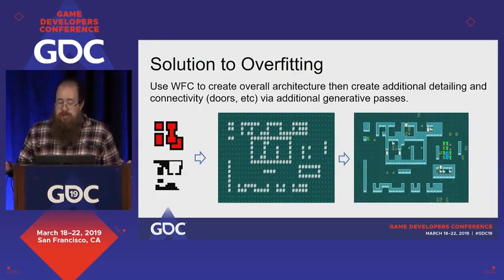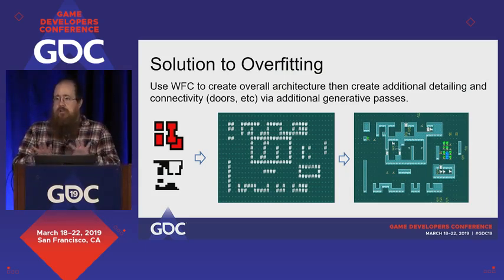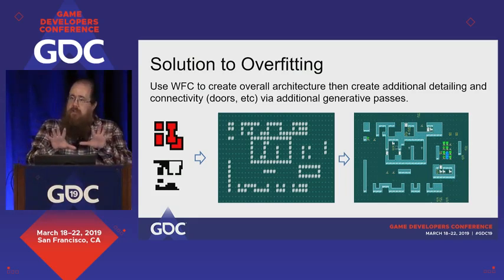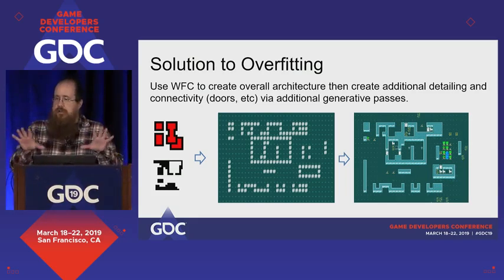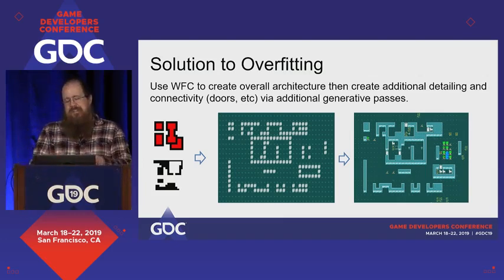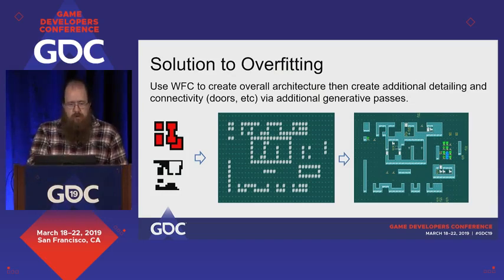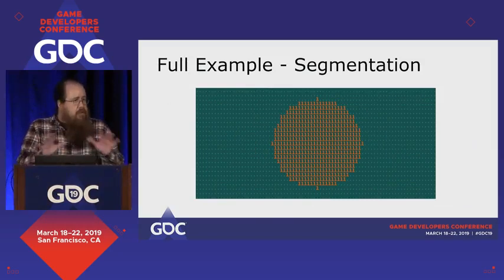How do we deal with overfitting? The solution to overfitting was pretty simple, which was to use the output of WFC in order to generate high-level wall structure and then use a post-processing pass to generate the more detailed things like doors and furniture. You can imagine a bunch of ways to do this. I'm going to show you one of the full run-throughs that we did to get a level in Caves of Qud. So here's a real simple example.